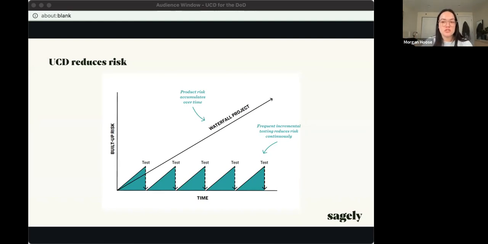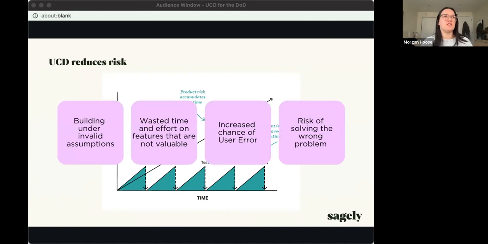So UCD can reduce this risk through incremental testing, which we can see with these little testing loops. So we build a little bit, we test with users, we evaluate our success, we build a little bit more, we test with users. And that makes sure that we are on track to solving the real problem at hand. So when we talk about risk, this can look a lot of different ways.